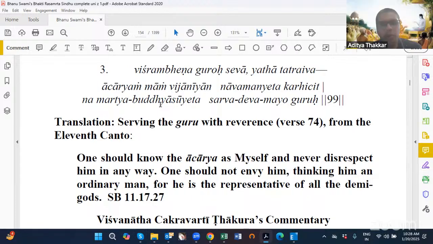Vishrambhena Guru Seva, Yatha Tatraiva: Acharyam mam vijaniyam navamanyeta karhichit, na martya buddhya suyeta sarvadevo mayo guruh. Translation: Serving the Guru with reverence, verse 74 from the 11th canto. One should know the Acharya as myself and never disrespect him in any way. One should not envy him, thinking him an ordinary man, for he is a representative of all the demigods. Srimad Bhagavatam 11.17.27.